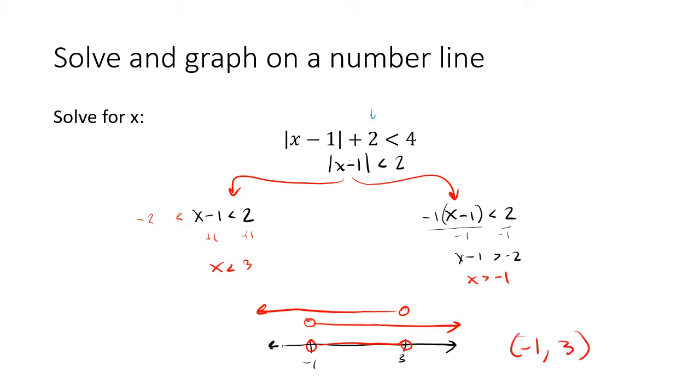-1, 3. Something that confuses people about interval notation is that it looks just like a coordinate point, and that's just an unfortunate thing that they look very similar, with the same kind of symbols.